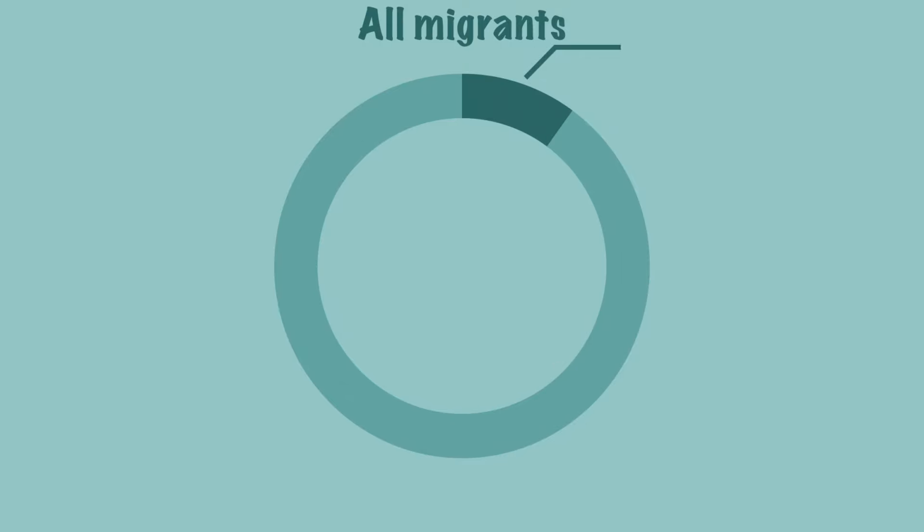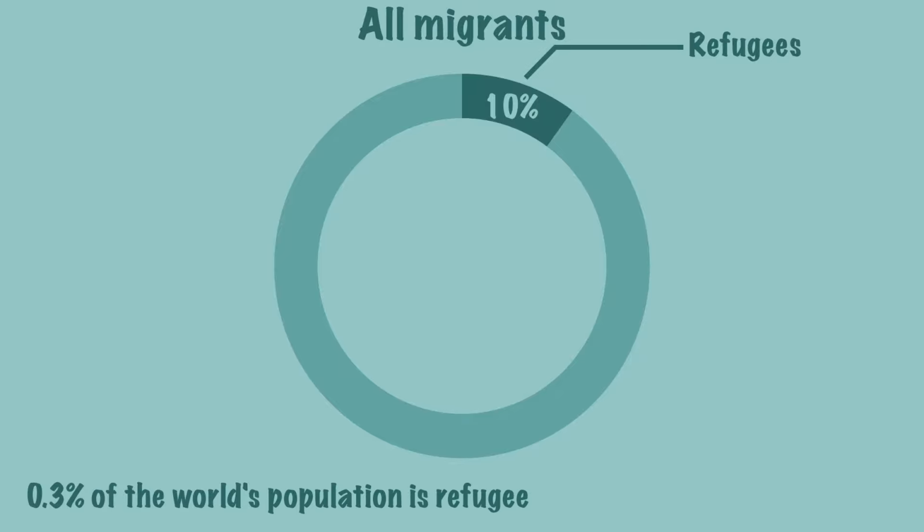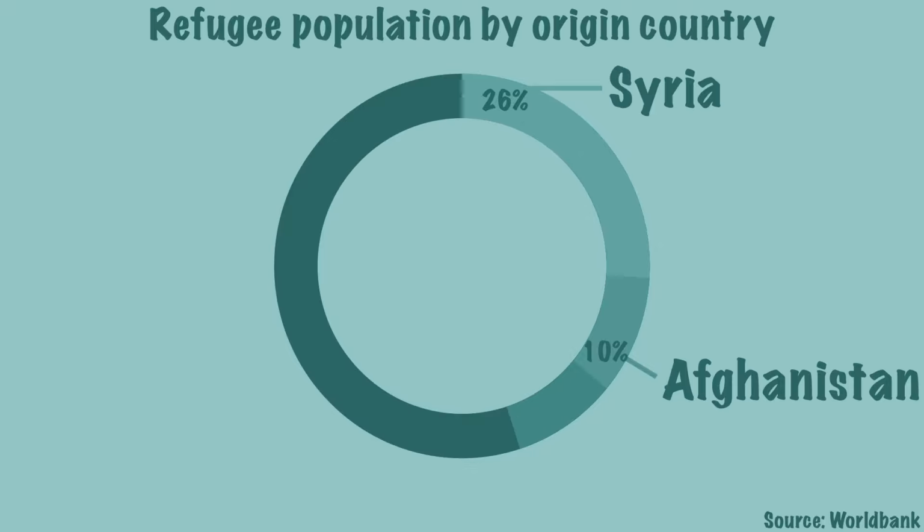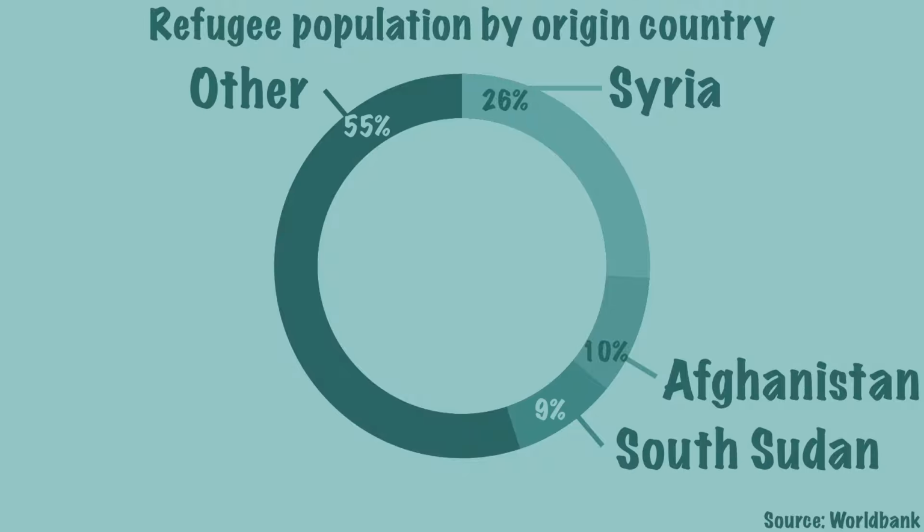About 10% of all migrants worldwide are refugees, making about 0.3% of the world's population refugees. They have fled to another country from political violence or persecution. The number of refugees can therefore also change rapidly due to the emergence or resolution of conflicts. In recent years, the number of refugees has increased sharply due to conflicts in Syria, Afghanistan, South Sudan and Venezuela.